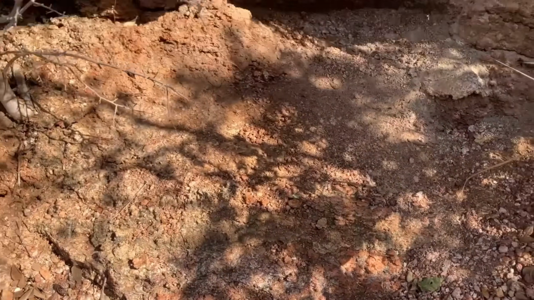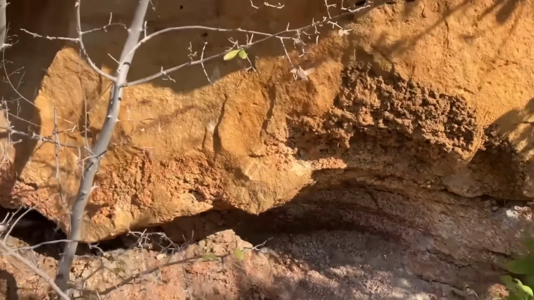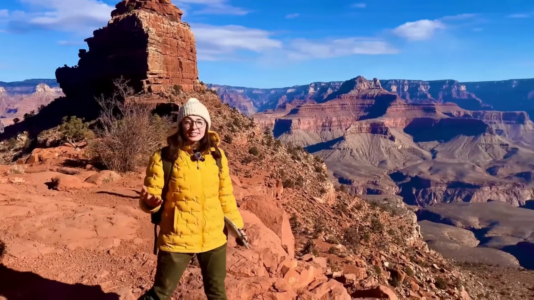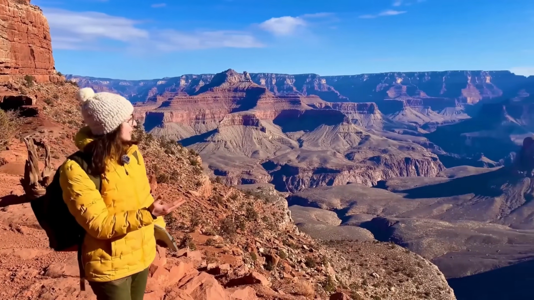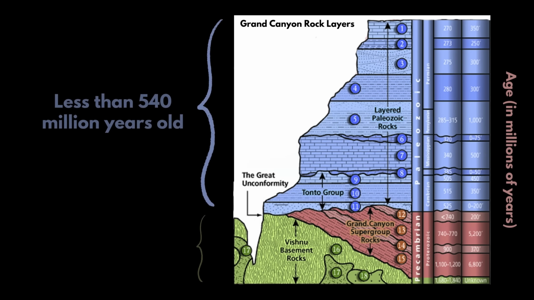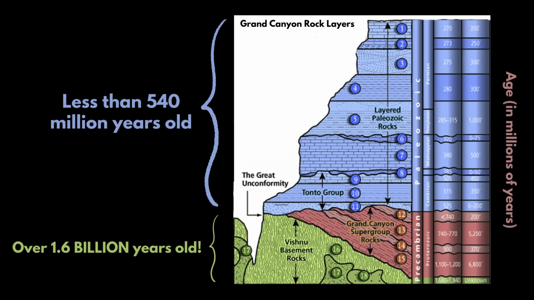So what is this Great Unconformity of Texas, and why did it form here? Well, first I want to clarify that we're talking about the Great Unconformity of Texas, not the much more famous Great Unconformity, which can be found in the Grand Canyon. This famous Great Unconformity is similar to the Great Unconformity of Texas in that it is also a nonconformity, where Cambrian sandstones rest directly on Precambrian basement rock.